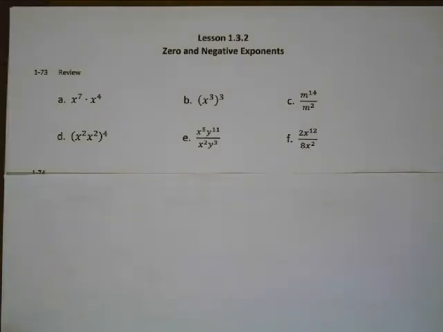All right, we've got the last lesson for Unit 1. This is lesson 1.3.2. We're going to look at zero and negative exponents. In the previous lesson, we were just talking about expanding exponents so that we could figure out how we're supposed to combine the different exponents of the like bases. So you might have been expanding the whole time.